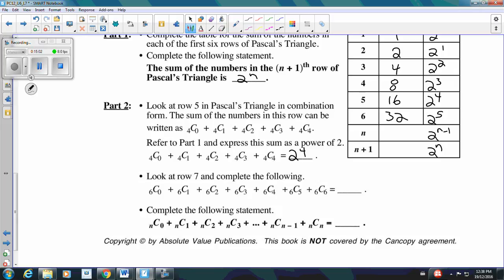Look at row 7. So this sum would be 2 to the 6. Complete the following statement. We now have n choose 0 plus n choose 1 plus n choose 2 all the way up to n choose n. Well, this would now be 2 to the n.